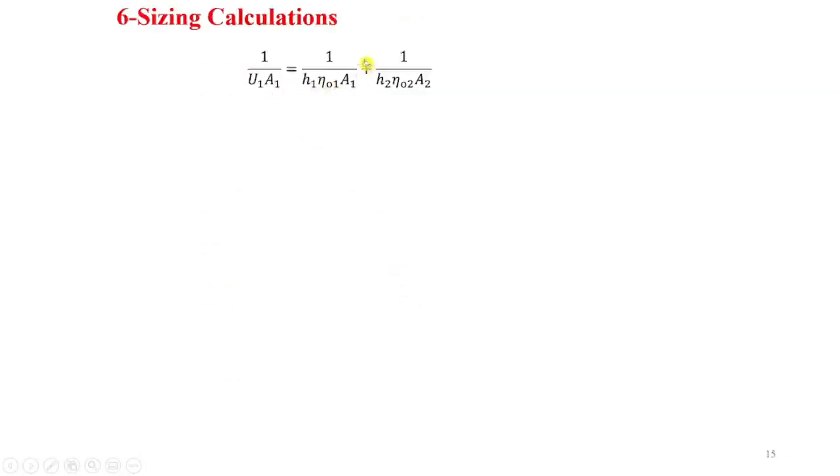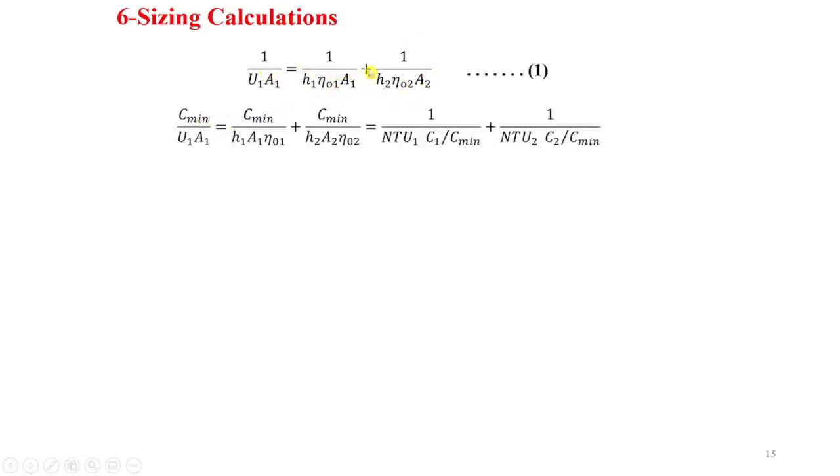Now, if we neglect the conduction in the plates and also the fouling of this heat exchanger, then we can write the thermal resistances in terms of the overall heat transfer coefficient based on the heat transfer area. This is the resistance for side 1, and this is the convective resistance for side 2. You can multiply this equation by Cmin, so you will get Cmin divided by UA, which is 1 over NTU, because NTU is UA divided by C minimum, and you also multiply by Cmin here.